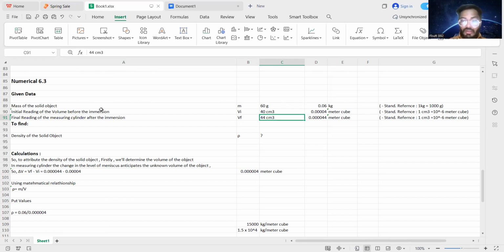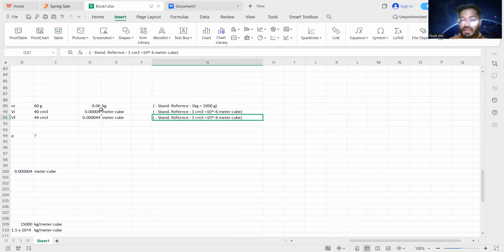So to separate the volume of the object, we have to subtract the initial value, 40 centimeter cube, from the final volume after the immersion of the object. When we write that figure in meter cube, it is expressed as 0.000044 meter cube, which in standard scientific form can be written as 4.4 multiplied by 10 to the power -5 meter cube, and the standard reference here is 1 centimeter cube is equal to 10 to the power -6 meter cube.